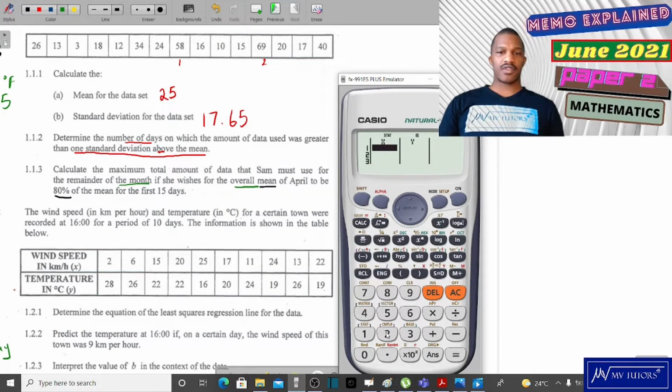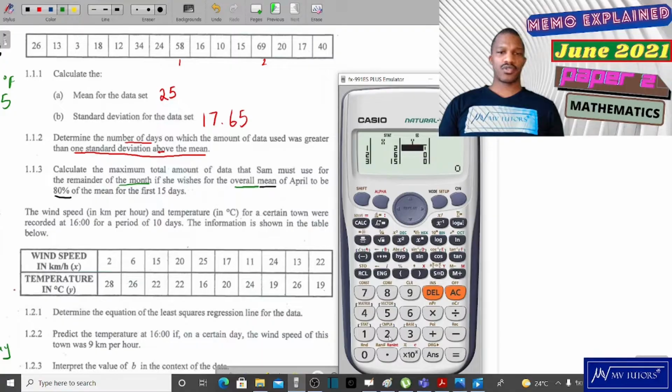Let's start with the x values. The first one is 2, the next one is 6, equals, next one is 15, equals, 20, equals, 25, equals, 17, equals, 11, 24, equals, 13, and then the last one is 22, equals. So 10 data sets. There we go.